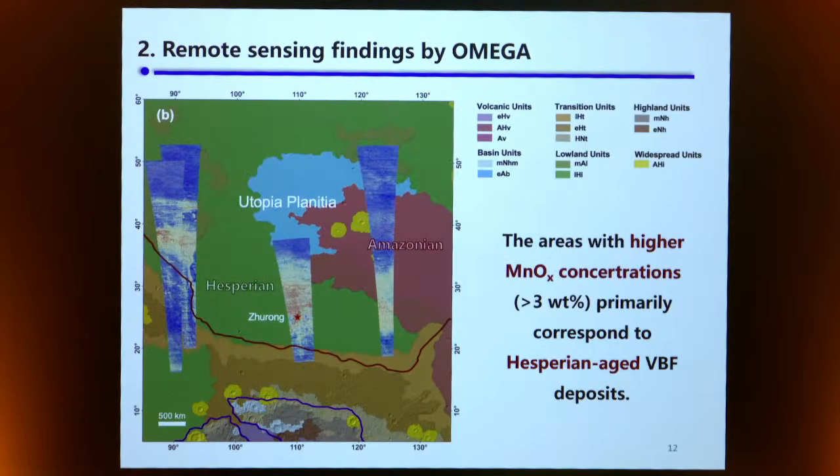We also observed a distinct temporal relationship between the abundance of manganese hydroxide and Martian geologic epochs. Areas with higher manganese hydroxide concentrations were primarily associated with Hesperian-aged deposits, whereas the Amazonian-aged volcanic regions exhibit comparatively lower manganese hydroxide contents.